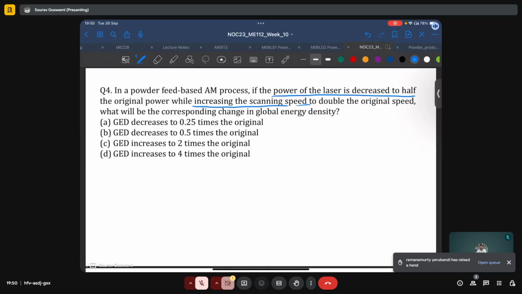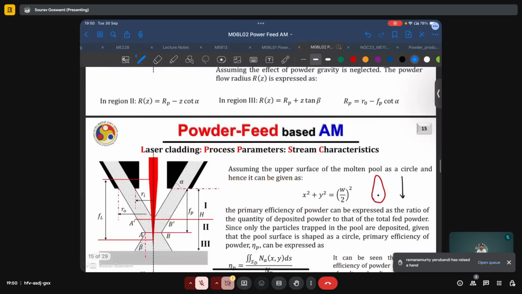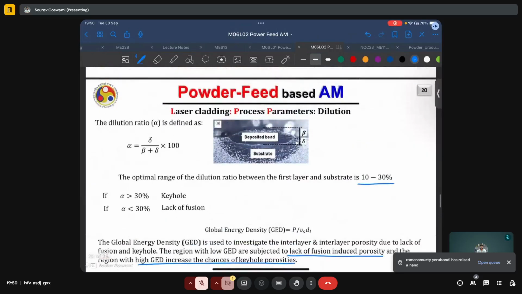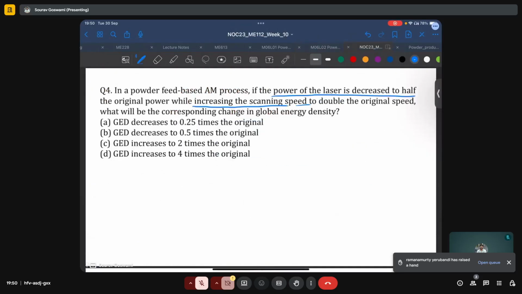We are giving less amount of energy per unit time, or less power, as well as we increase the scanning speed. So the interaction time available to the material to absorb this power or get melted by it is also decreased. Let us now calculate the global energy density, and the formula for GED was already given to us. It is P by Vs by dl. Global energy density GED is the power by the scanning speed into the diameter of the laser spot.